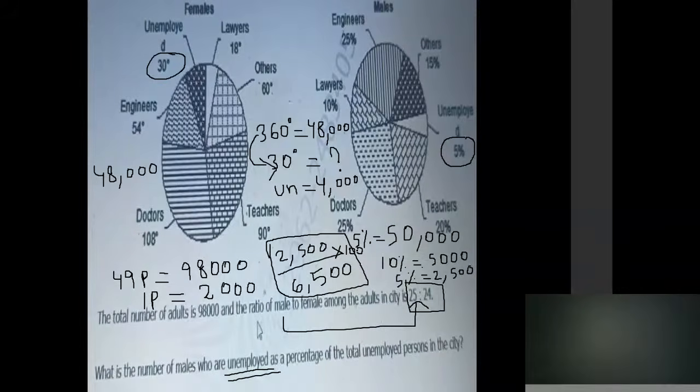On further simplifying this, it will be approximately equal to 38.5%. In the options, we have 38.5%. So approximately 38.5% is the answer. First, we calculated the total number of unemployed people. After that, we calculated the total number of unemployed males, so unemployed males by total unemployed persons times 100 gives us the answer. 38.5 is the final answer.